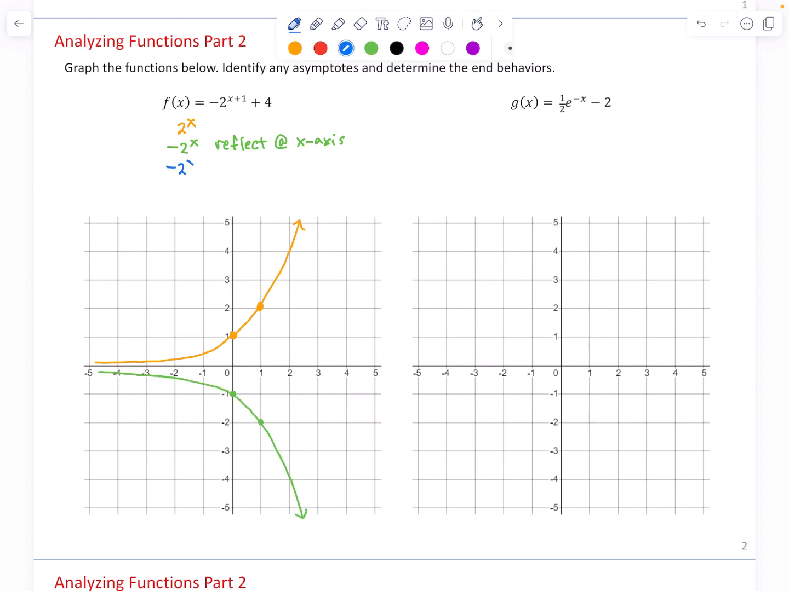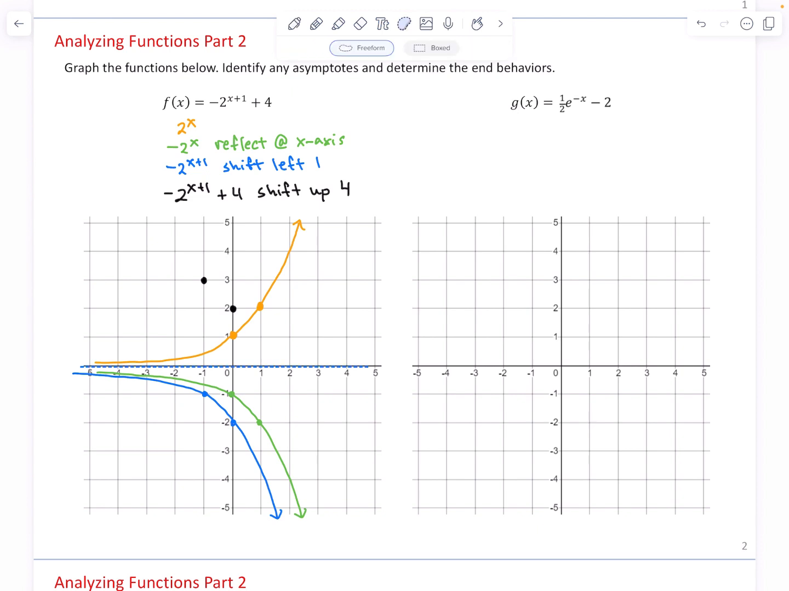When I replace x with x plus 1, we shift left 1 unit. So both of these green points, move them left 1 unit, and imagine the whole graph moving left 1 unit. And then finally, the plus 4 at the end is a shift up 4 units. So move the 2 blue points up 4 units.